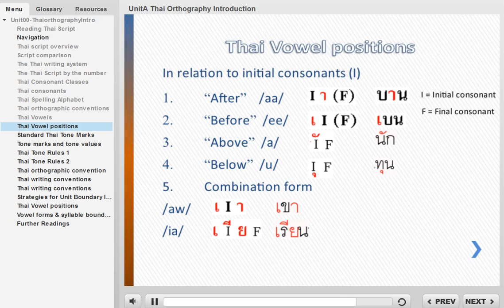So, keep in mind that when you learn a Thai vowel form, in addition to learning the form and sound, you need to know its position with respect to the initial consonant. Some are placed before the initial consonants, some after the consonants, some above the consonants, and some underneath the consonants.